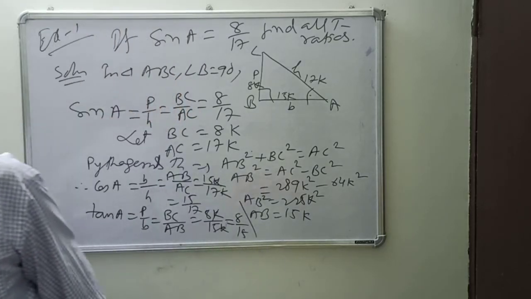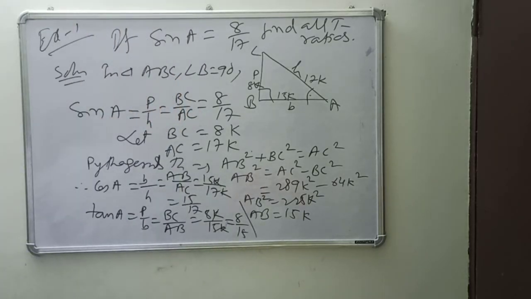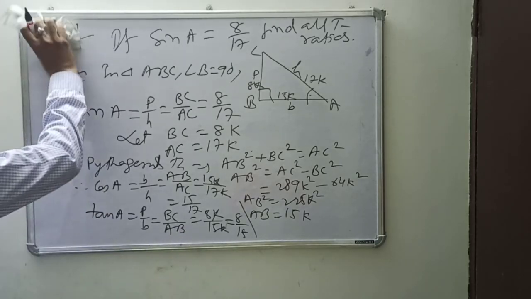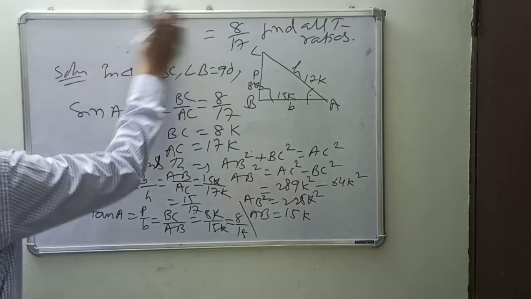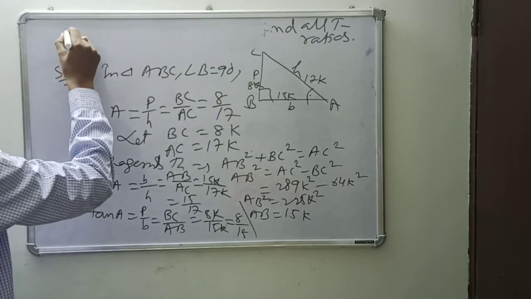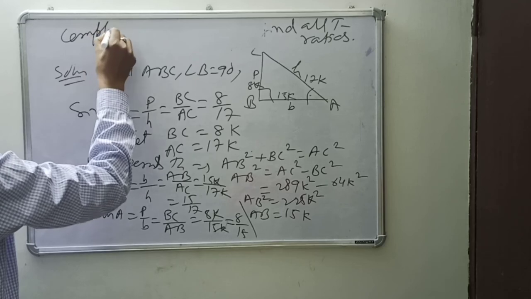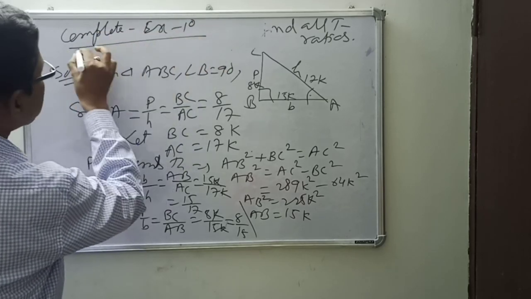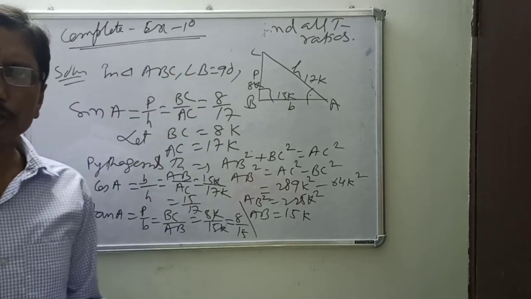So in this way, if any ratio is given, then from there you can find out the others, and in that respect you will try to complete exercise 10. I am giving you the work: complete exercise 10. That is your homework assignment. Okay, thank you.